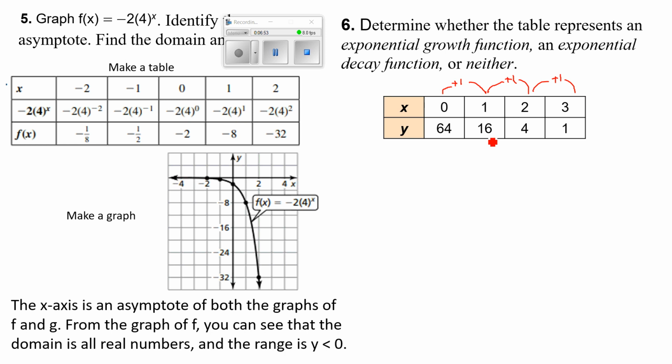And now down here, I see that I'm actually dividing by 4 each time, right? I'm dividing by 4. 64 divided by 4 is 16. 16 divided by 4 is 4. And 4 divided by 4 is 1. All right? So, I'm sorry, I should have put a 4 there.